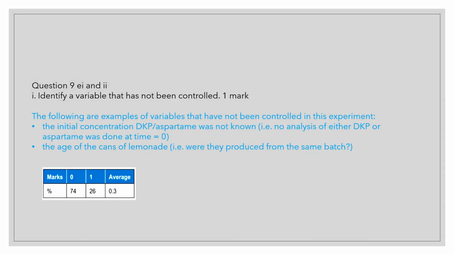HPLC cannot measure the initial concentration of DKP and aspartame, and they vary. Kim just measured them in 1 can, and used it for all 3 cans. The batch of cans could be controlled better. Kim should use the same batch of cans.